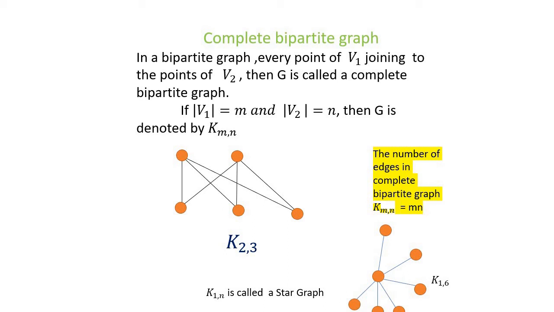Here it is denoted by Km,n. Here m is the cardinality of V1 and n is the cardinality of V2. In our graph, K2,3, there are 2 vertices in V1 and 3 vertices in V2. The maximum number of lines in a complete bipartite graph is mn. Here m is 2 and n is 3, so 2 into 3 is 6. So in our graph, 6 edges are given.